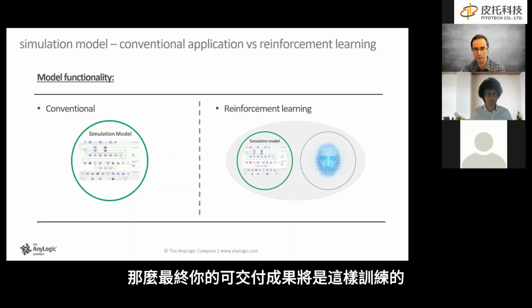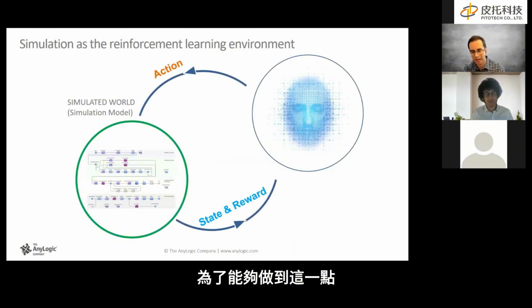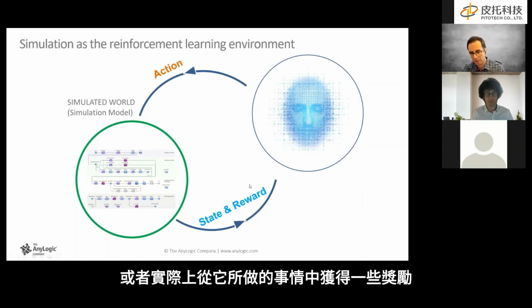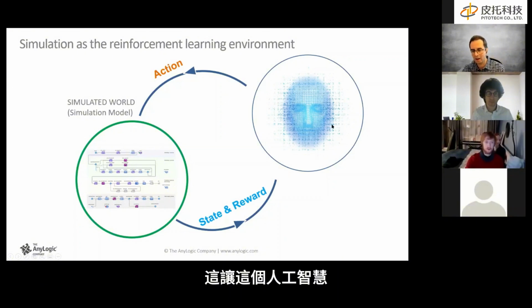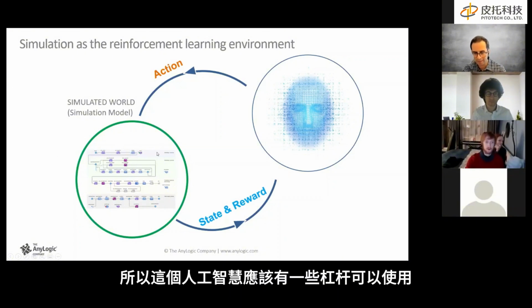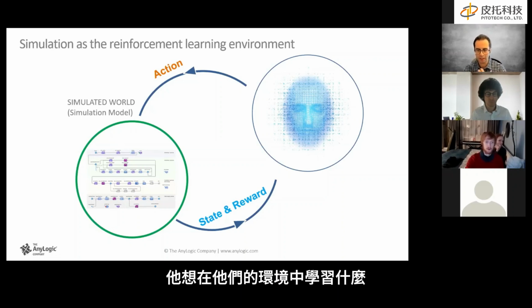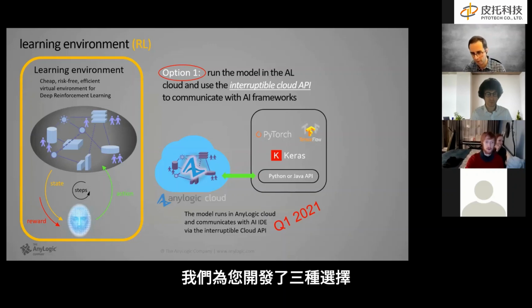Then at the end, your deliverable would be this trained AI agent, which is like an expert now in controlling that system. And to be able to do that, what needs to be changed in a regular simulation is a way of communicating with this AI agent so it can look into the system and see what is happening, or actually get some reward from what it's doing. And then there should be something in your model that lets this AI agent take action. So there should be some levers accessible to this AI agent to implement its actions, or what it wants to try to learn in the environment. How you do it in AnyLogic, we developed 3 options for you.